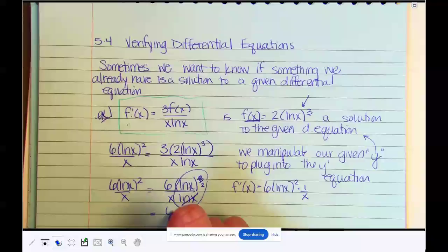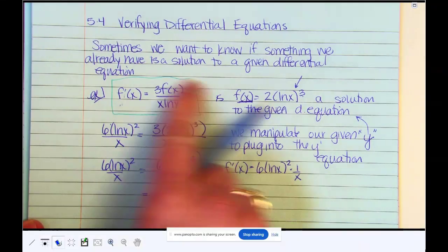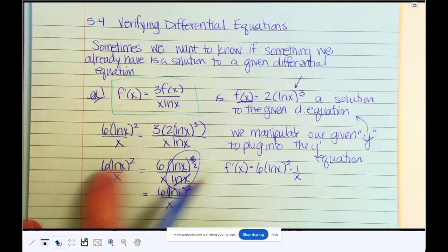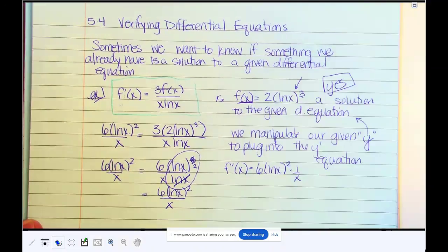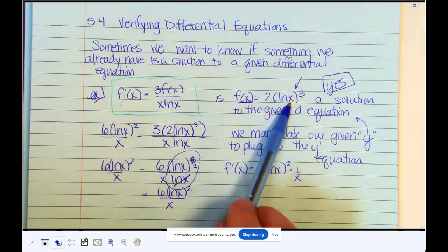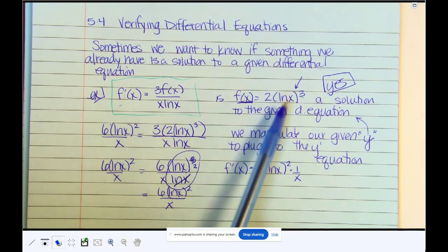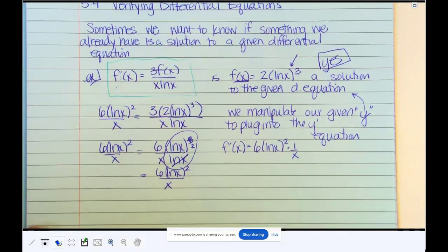This is equal to 6 natural log of x squared over x, which is the same as this. So I know then that this equation satisfies this differential equation. So the answer is yes. That's all you got to do. So it's derivative. You'll have to do some derivatives, and it's algebra. So once you get here, other than doing the derivative, you're just plugging in and algebraing this out to see if it works or not.